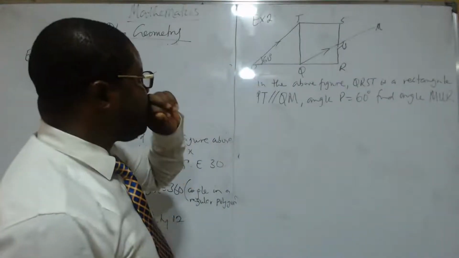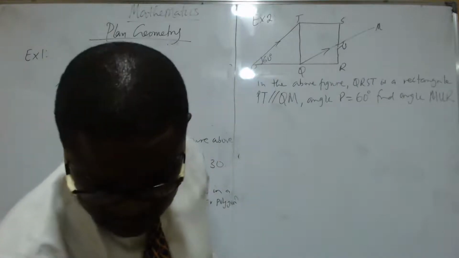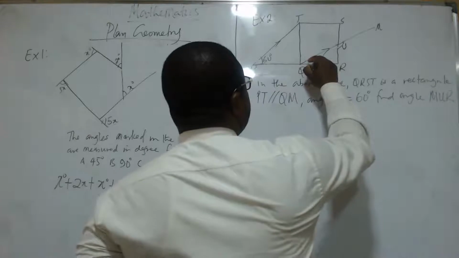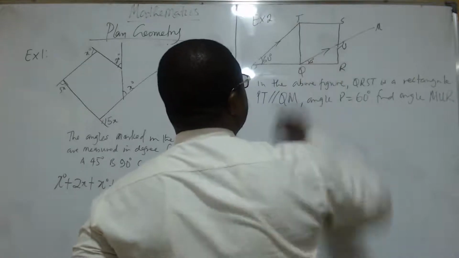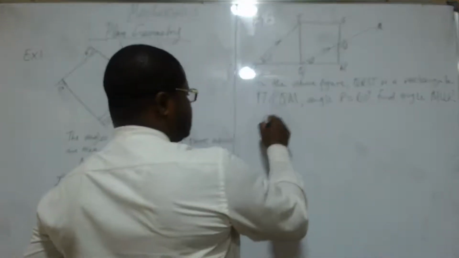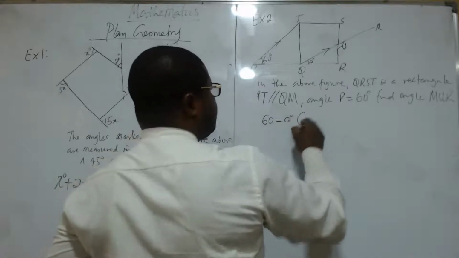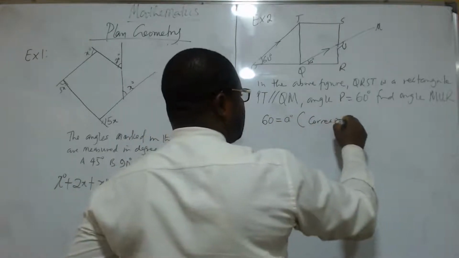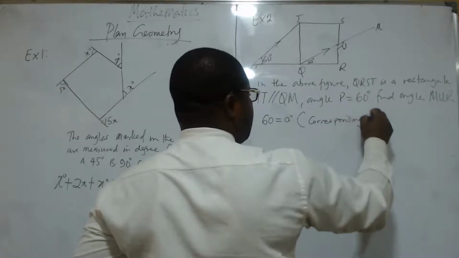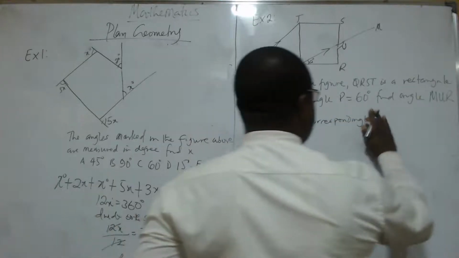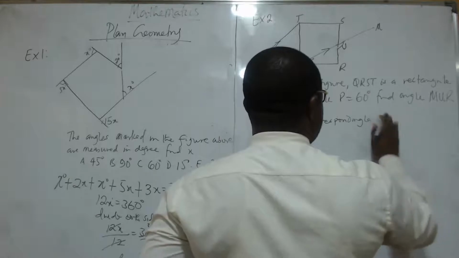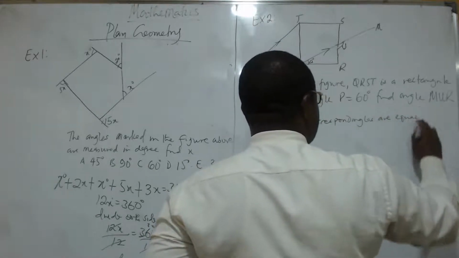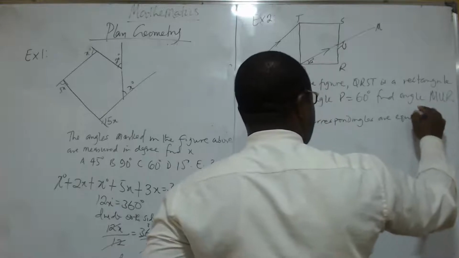Now look at this. How do we go about that? We are given angle here, A. So we have 60 is equal to A. Reason, we have what? Corresponding angles. Corresponding angles are equal.